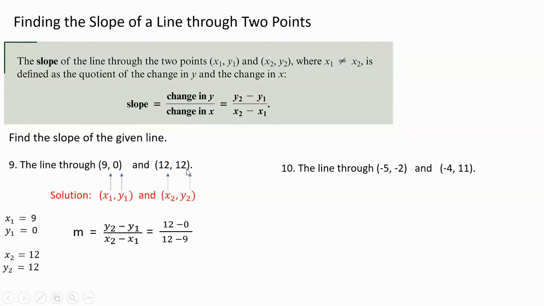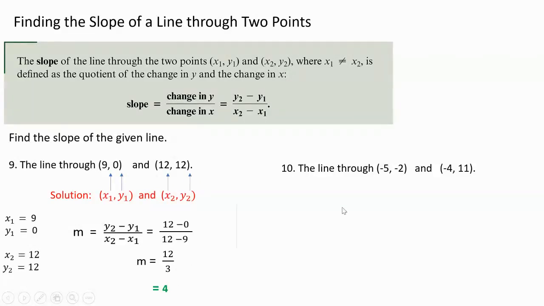So it's going to be y2, which is 12, minus y1, which is 0. So it'll be 12 minus 0 on the numerator. On the denominator, we got x2 minus x1. So 12 minus 9. So it's going to give us 12 over 3, which will give us 4. That's my slope.